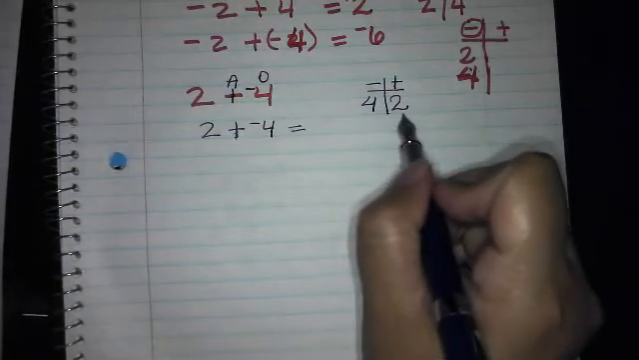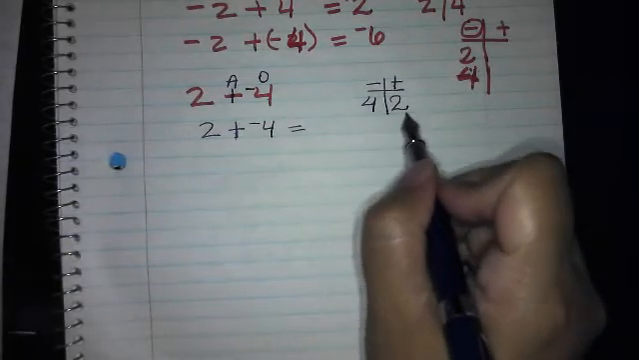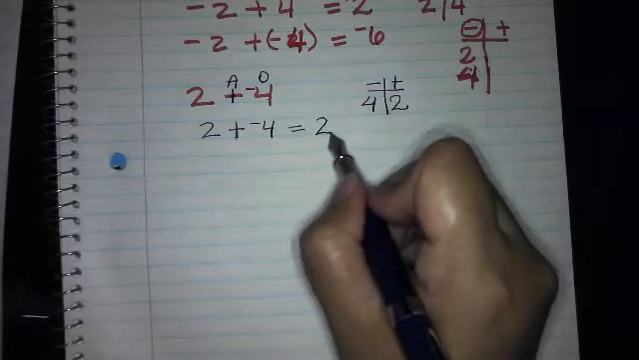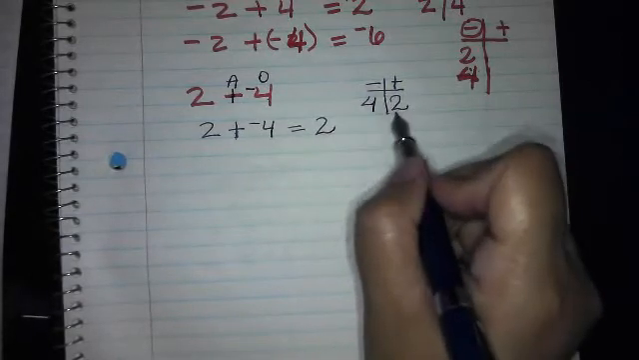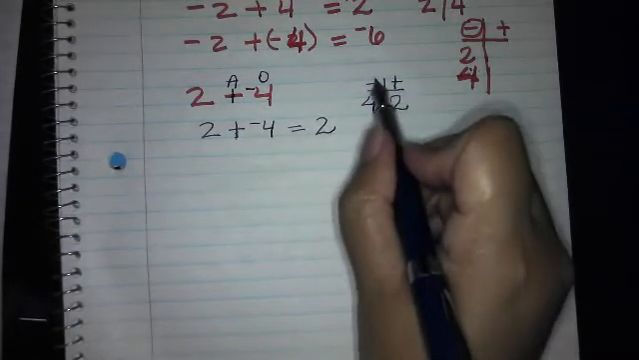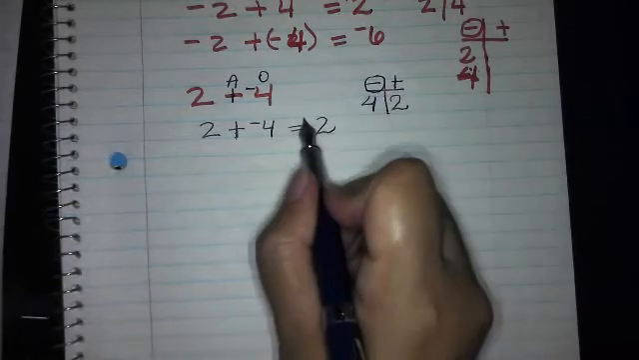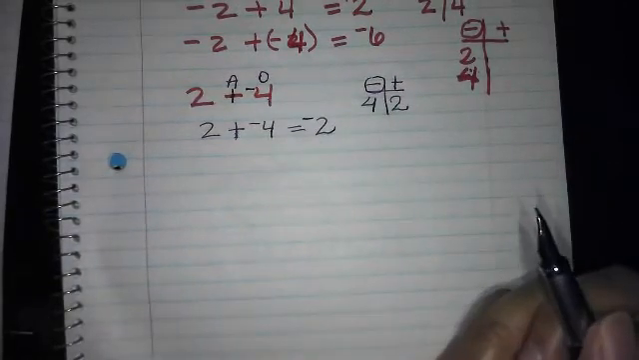Different sides on the T-chart. I'm going to subtract. So 4 minus 2 is 2. I have 4 negative. I have 2 positive. So my sign is going to be a negative.